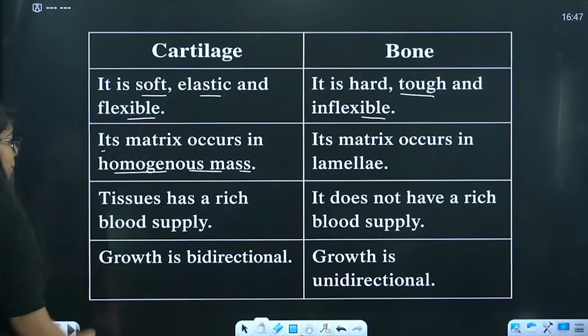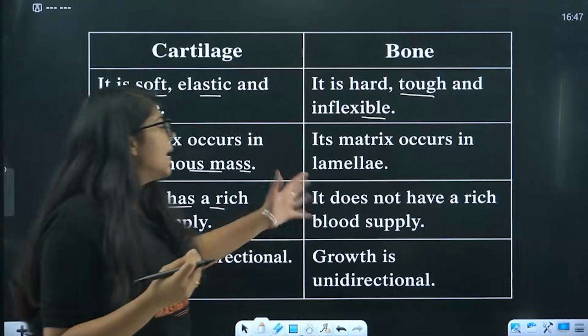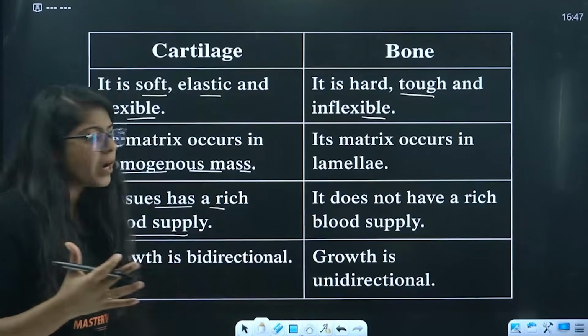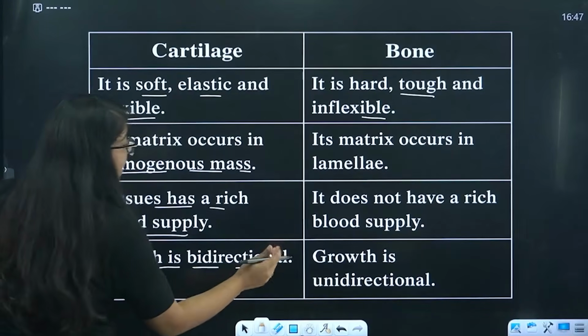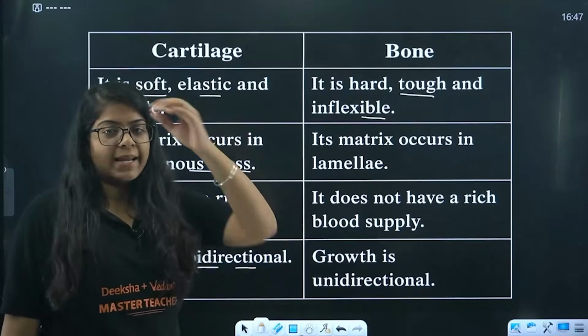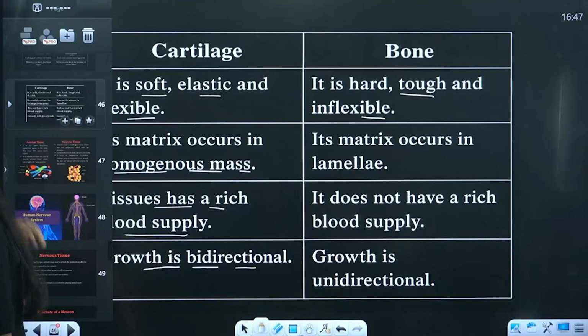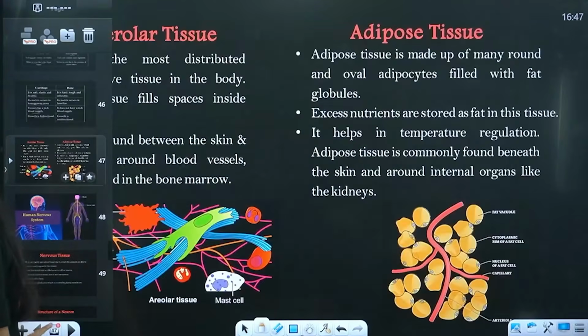Cartilage tissue has a rich blood supply, very rich. Bone does not have a rich blood supply. Then we have growth: in cartilage, growth is bidirectional; in bones, growth is unidirectional. Done? Good. Then beta, we have just two more very important tissues that we have to study about.